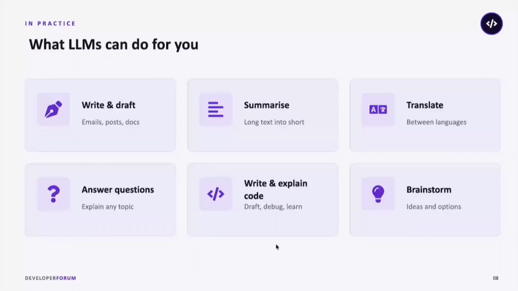And for brainstorming ideas for your business, your content creation, or whatever you want, you can reach out to an LLM as well. So you can use LLMs for doing incredibly useful tasks.